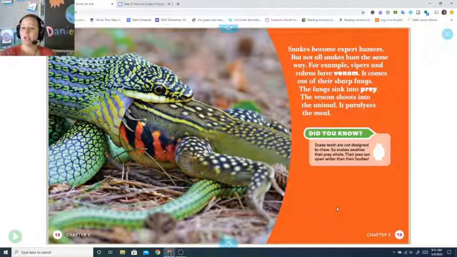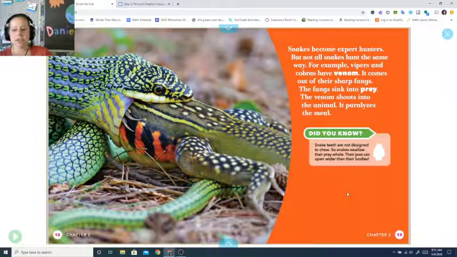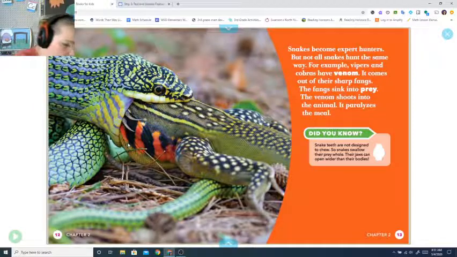Snakes become expert hunters, but not all snakes hunt the same way. For example, vipers and cobras have venom. It comes out of their sharp fangs. The fangs sink into prey, and the venom shoots into the animal. It paralyzes the meal. And then we've got this little blurb. Did you know snake teeth are not designed to chew? So snakes swallow their prey whole. Their jaws can open wider than their bodies. That is so cool. You can see right here, this snake that is eating, it looks like some kind of lizard, has its jaw open really, really wide so it can swallow it whole.